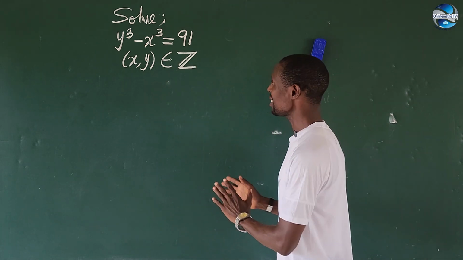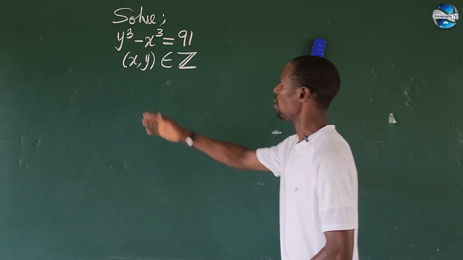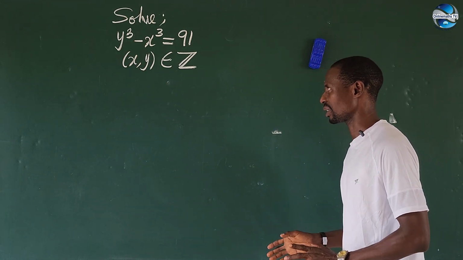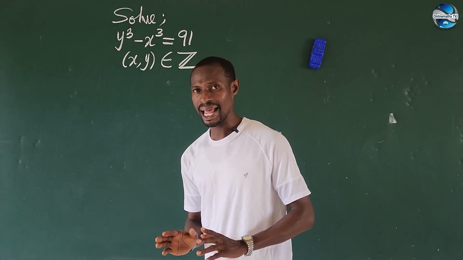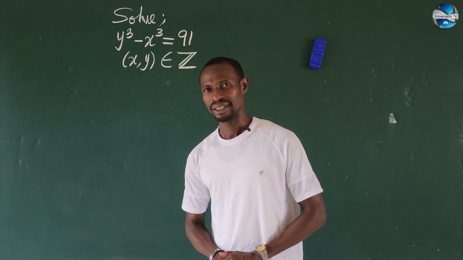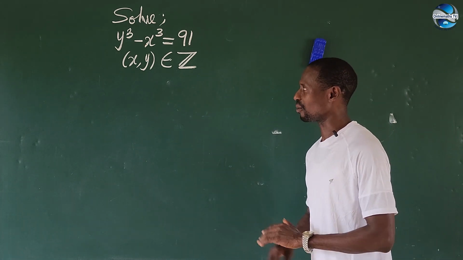Today we have a very nice math challenge before us. So how do we solve this challenge here? The question is y to the power of 3 minus x to the power of 3 equals 91. We have been told that we should look for x and y within the domain of what? Integer. Okay, so we have to look for the integer values of our x and y.